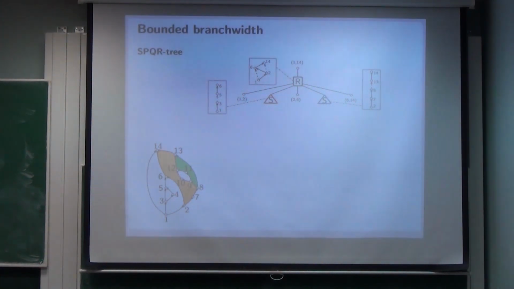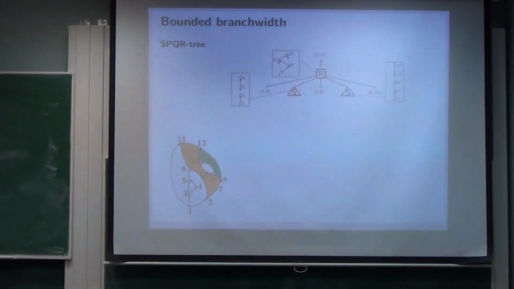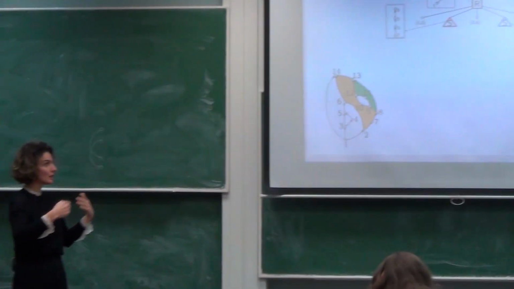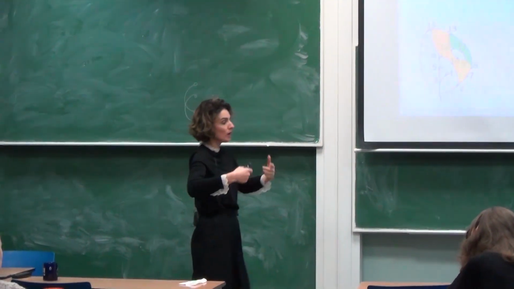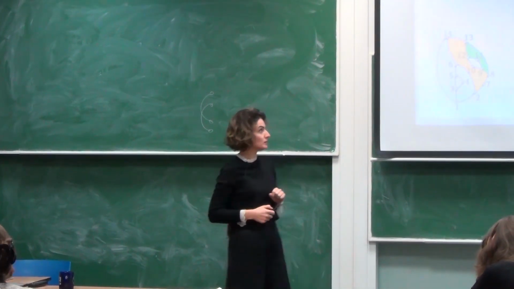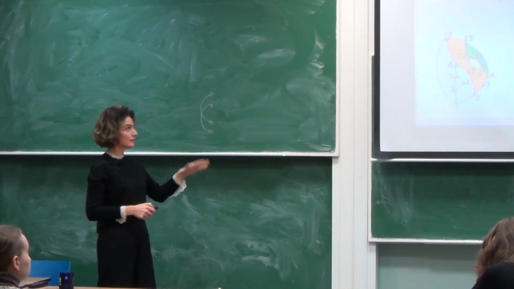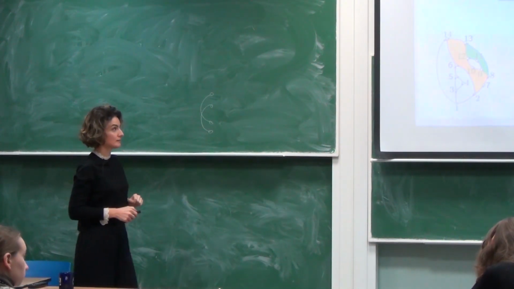It's a very nice data structure which models a decomposition of a graph down to 3-connected components. So it models how the graph is decomposed along cut pairs. Yes, I'm not going to define it formally. I think it's easier to understand it just by example.